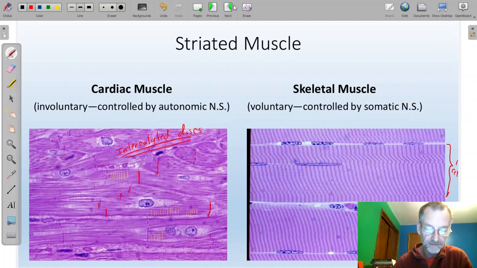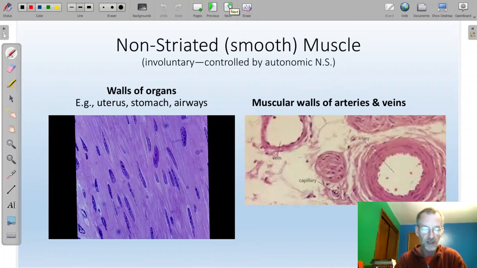So enough of that. And then smooth muscle, non-striated. And where you typically find it are in the walls of hollow organs, like the stomach. The entire alimentary canal from oral cavity to anus is all lined with smooth muscle for the most part, except at the very ends. There's a little bit of skeletal. You'll also find smooth muscle in the walls of the arteries and the veins.